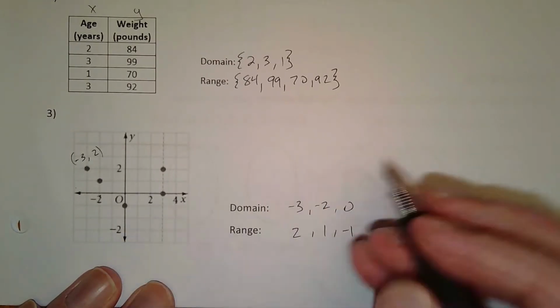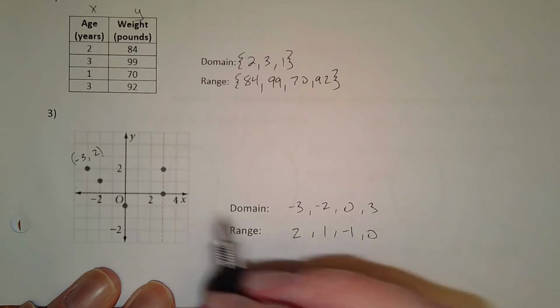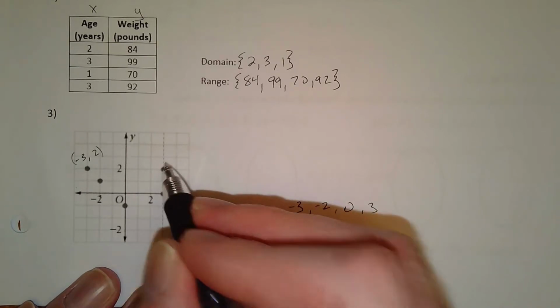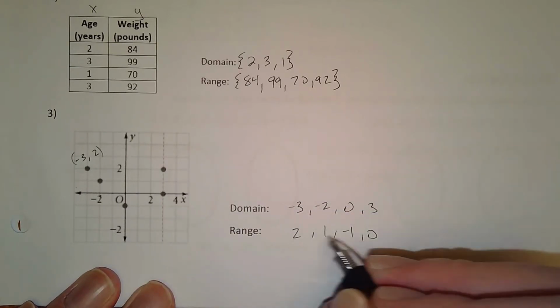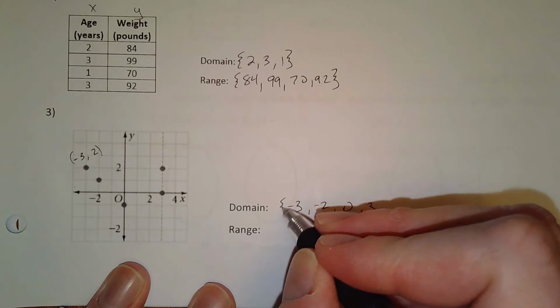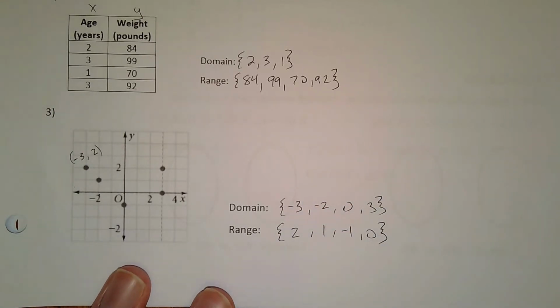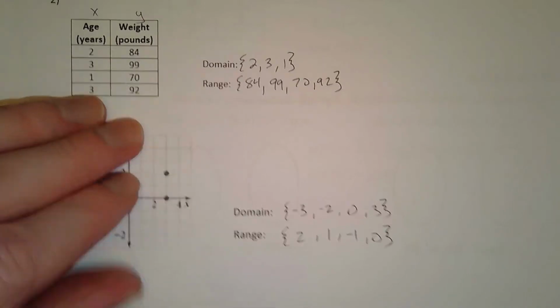Here I've got 3, 0. And then I got 3, 2. Well, 3 is already in there, and 2 is already in there. So I would not need to repeat those values again. So there's the domain and range.